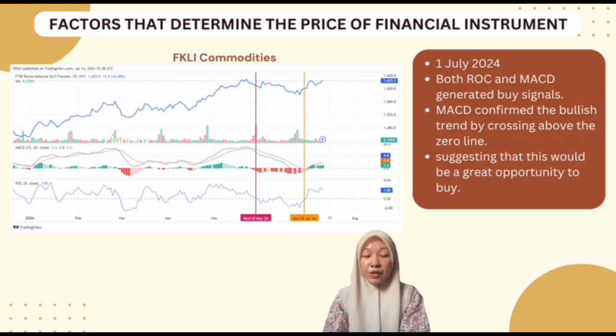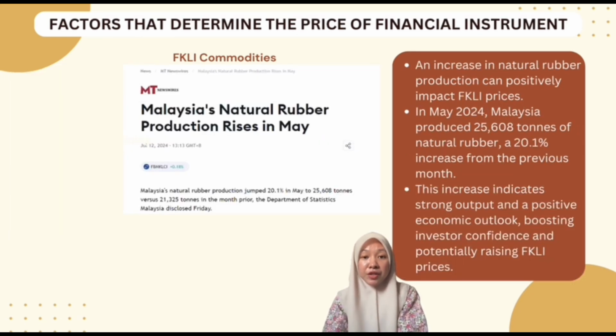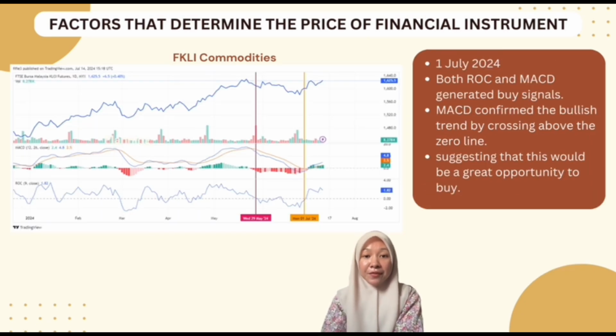Lastly, on July 1st, 2024, both ROC and MACD generate buy signal. ROC indicates pricing momentum, suggesting an increase in FKLI price. MACD also confirmed the bullish trend by crossing above the zero line. By this article, Malaysia natural rubber production rose in May. There was an increase in natural rubber production that can positively impact FKLI price. For example, Malaysia produced 25,608 tons of natural rubber, a 20.1% increase from the previous month. The signal alignment provides traders with a clear indication to buy, expecting FKLI price to rise.